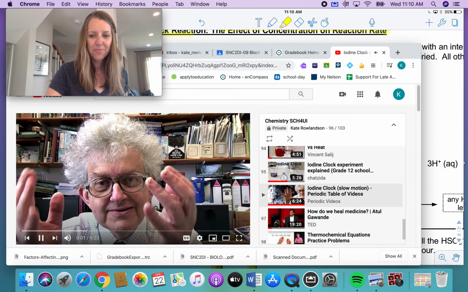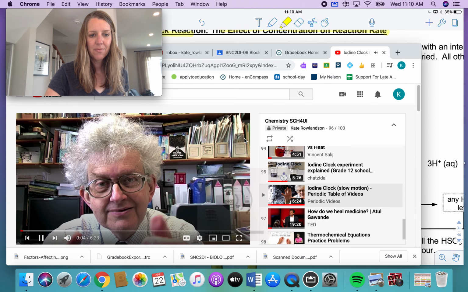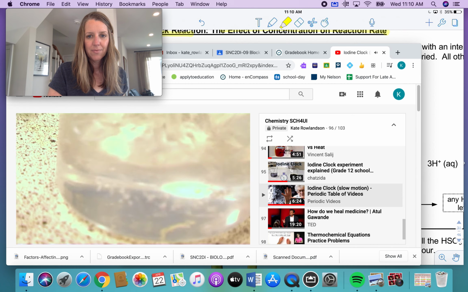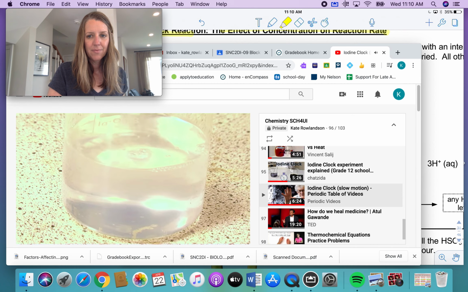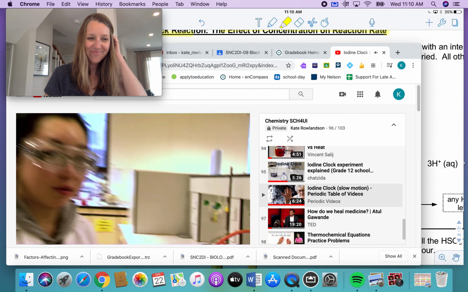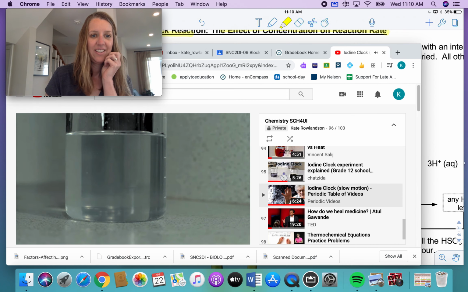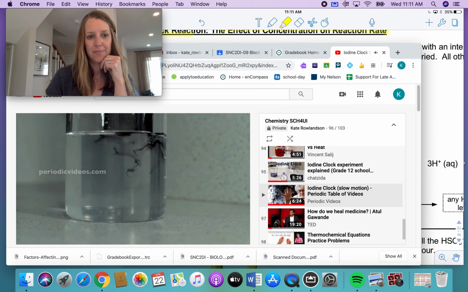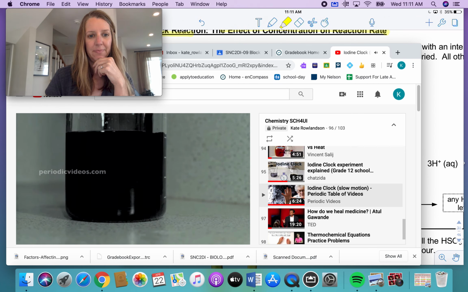The iodine clock reaction is a very famous reaction and very spectacular. A colourless solution suddenly, without apparently anything happening, turns very dark blue. Sometimes it even looks black. Boom, there it is. Now this is really neat because they slow it down. And it's really an inky blue-black color that you end up with.